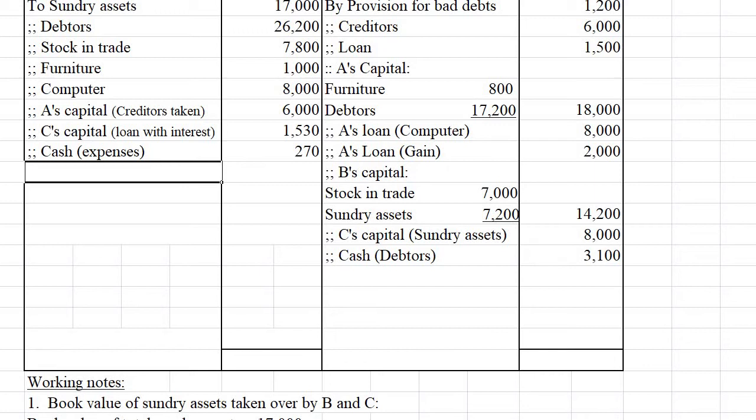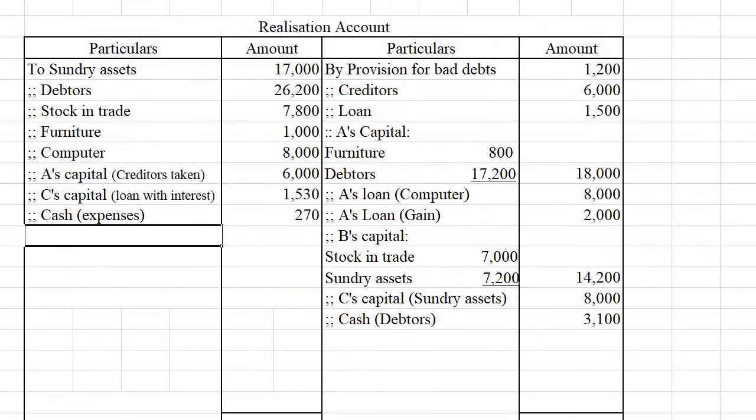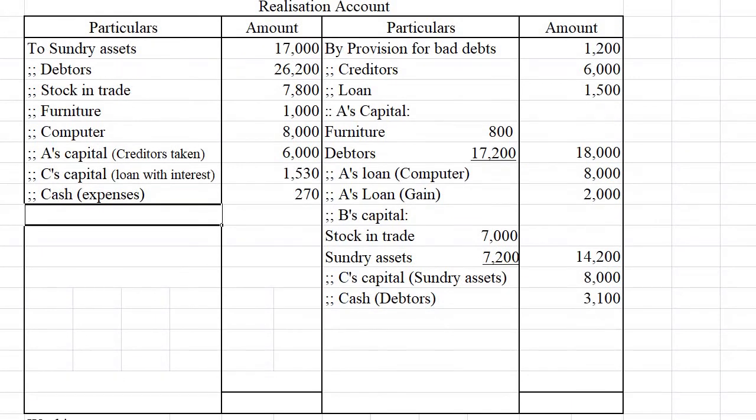Okay. These are all the adjustments in the realization account. We have entered all the adjustments. Now we have to see which side is showing more amount. Which side shows more amount? Let us see here. Yes, the debit side shows more amount. So we can total there. 67,800. That will be transferred to the credit side, 67,800. And the balance 5,800.